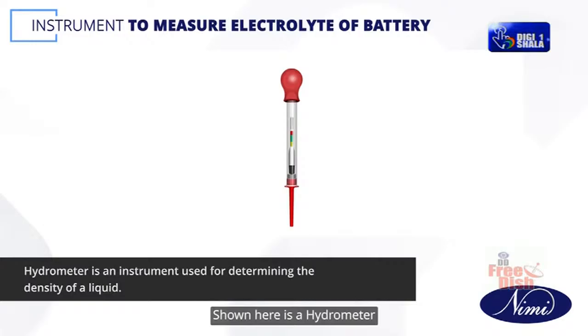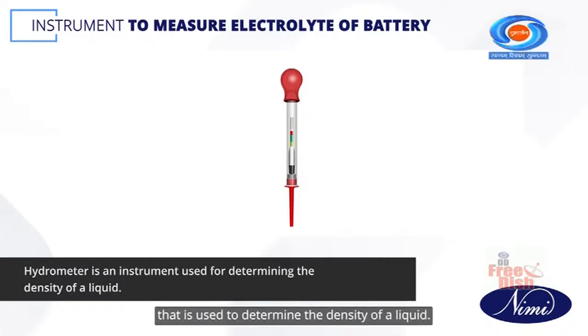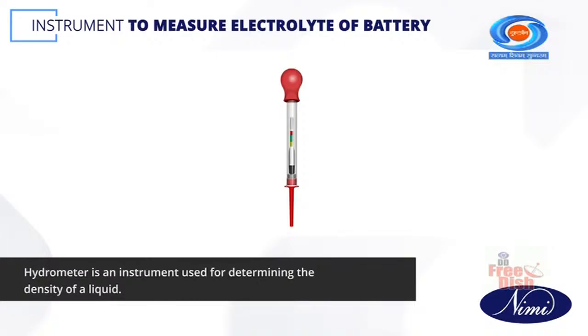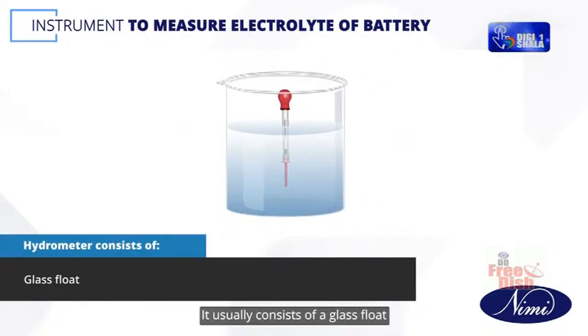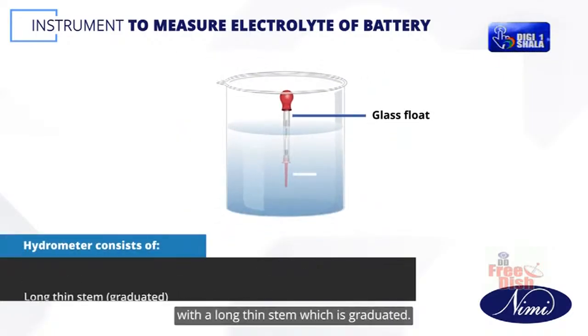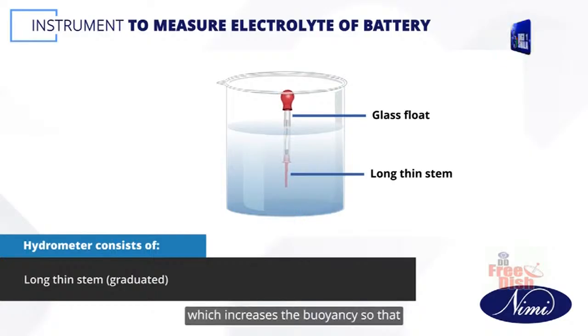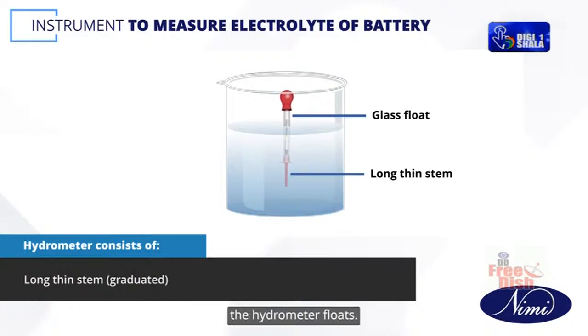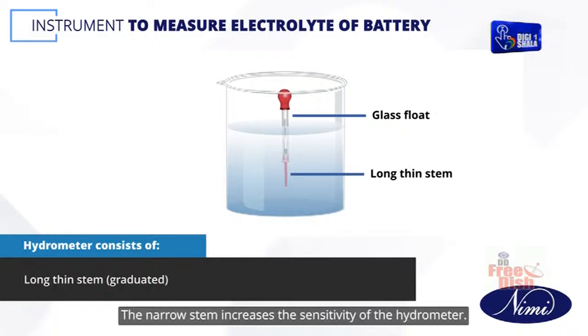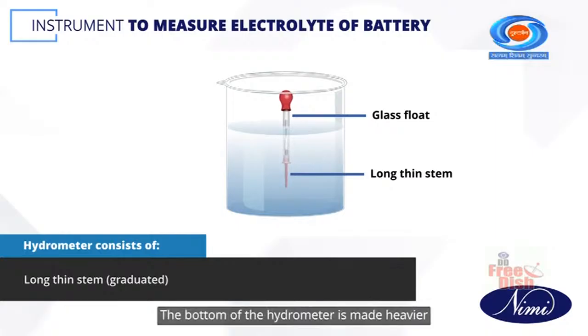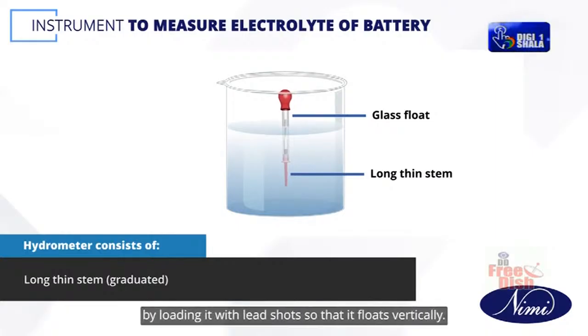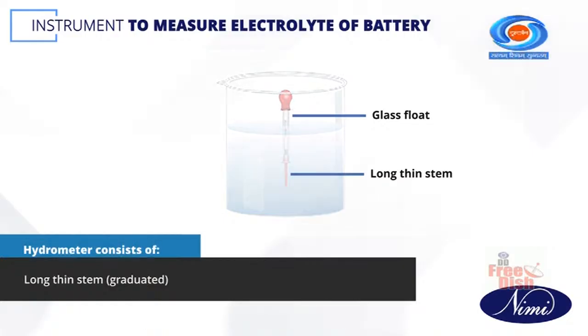Shown here is a hydrometer that is used to determine the density of a liquid. It usually consists of a glass float with a long thin stem which is graduated. The glass float is a large hollow bulb which increases the buoyancy so that the hydrometer floats. The narrow stem increases the sensitivity of the hydrometer. The bottom of the hydrometer is made heavier by loading it with lead shots so that it floats vertically.